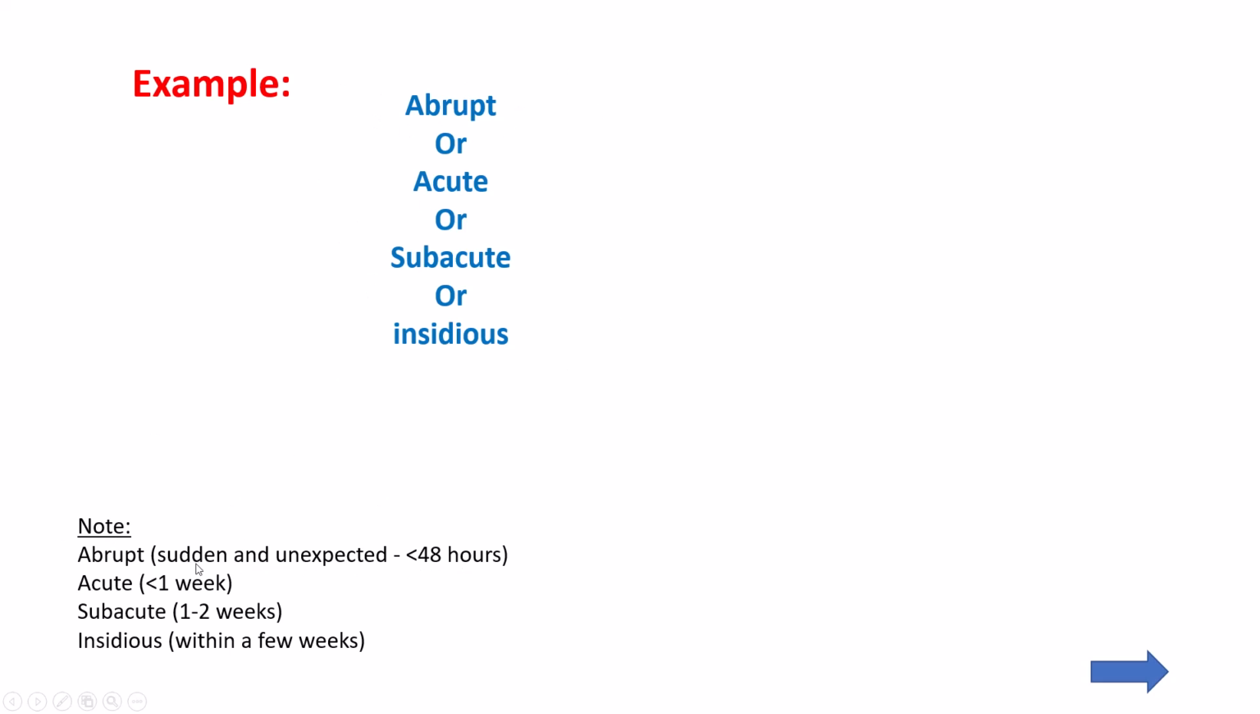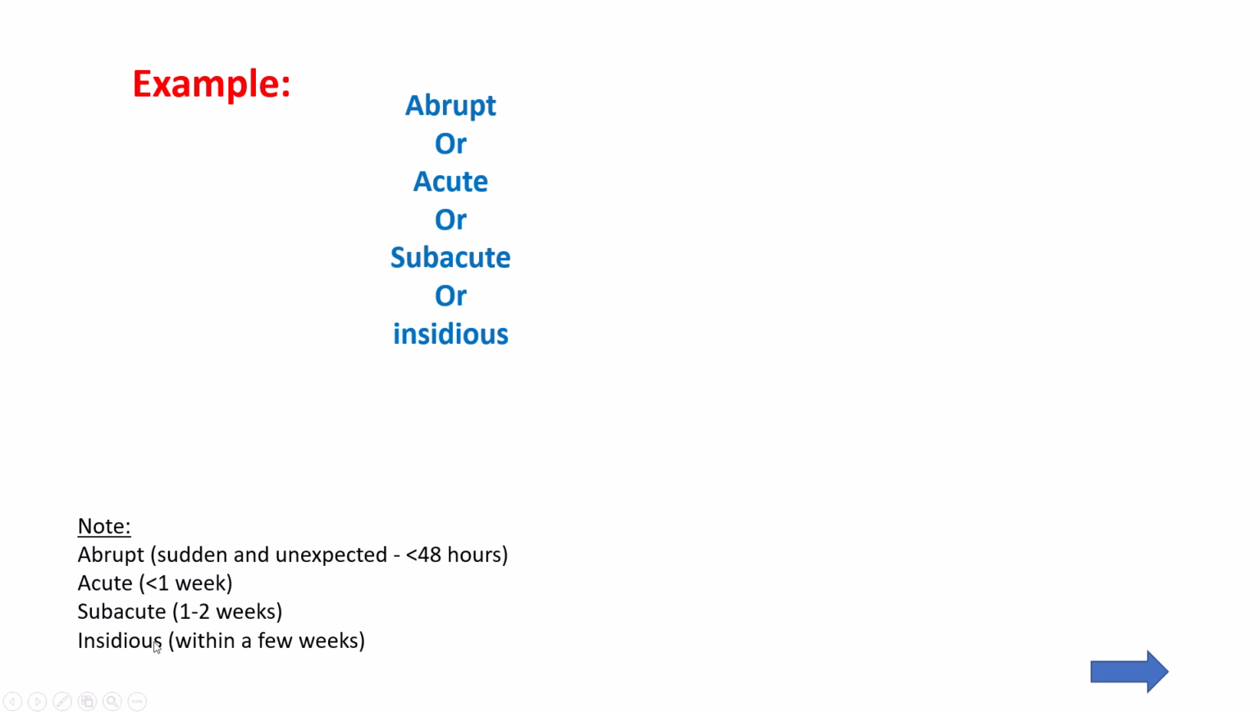it means if the signs and symptoms or problems started less than 48 hours, then you can say abrupt. If it is more than 48 hours and less than 1 week, then you can say acute. So when you say acute onset, it should be less than 1 week. Then subacute is 1 to 2 weeks. If 1 to 2 weeks, you can say subacute. Next, insidious, within a few weeks.